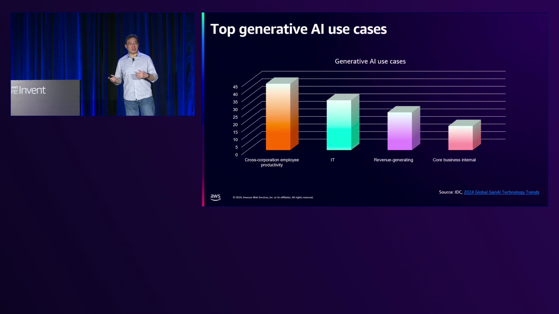And what are people using the generative AI for? According to the IDC 2024 Worldwide Global Generative AI Trend Survey, most of people are using the generative AI for workspace employee productivity, followed by the IT, and then revenue generation, as well as the core business internal. So we will dive deeper into each of these use cases to see how generative AI can help you in these spaces, and how can you adapt generative AI with AWS efficiently. And when you do so, how can you measure your return of investment with the cloud value framework that Kunle just introduced.